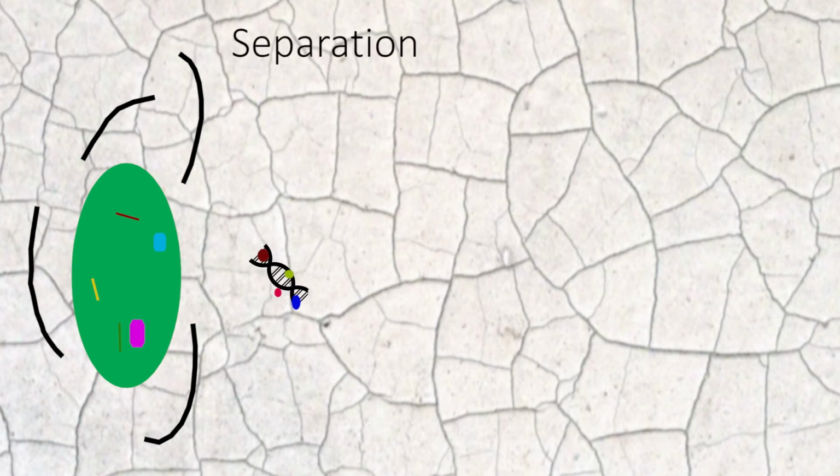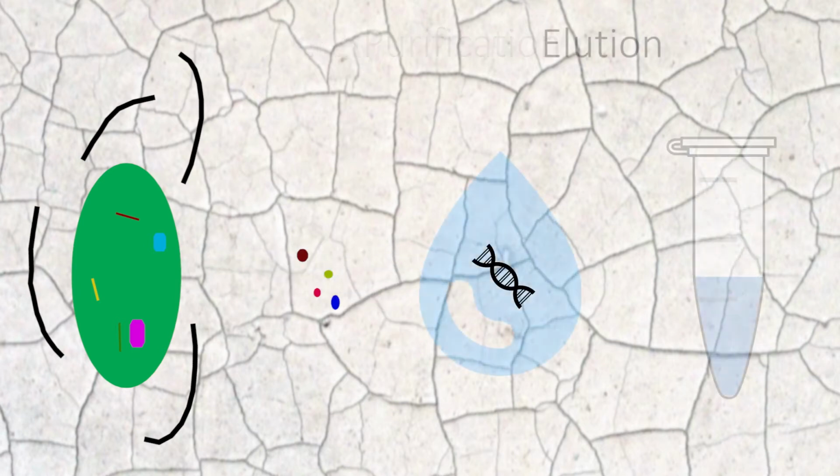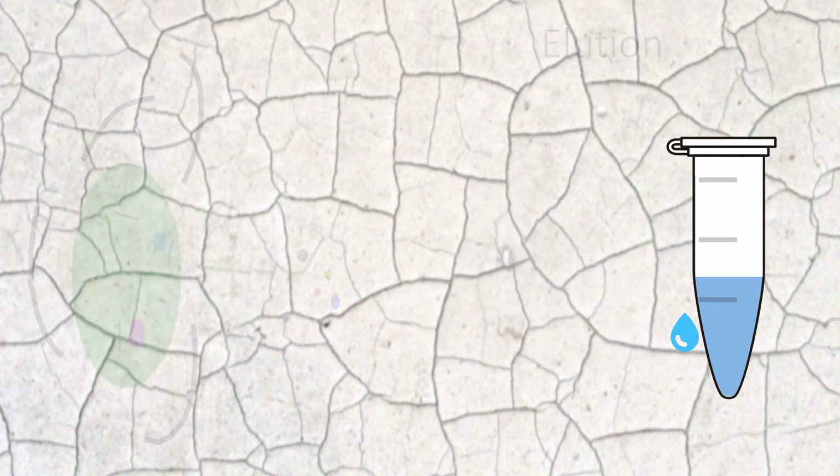If done incorrectly, this will lead to a bias where some bacterial species will be sequenced and some not, and this will be a misrepresentation of your original sample. A DNA extraction protocol generally consists of 4 parts. First, cell lysis, then separation of DNA from cellular debris, DNA purification, and dilution of DNA in a liquid, usually a buffer.